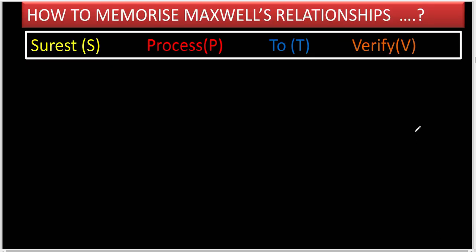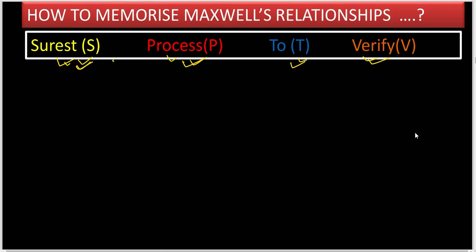Now let's discuss how to memorize the Maxwell's relations. It is very, very important and very difficult to remember, because S, P, T, V can be interchanged, can be placed anywhere. So first thing, remember the phrase: Surest process to verify. Surest means S, entropy. Process means P, T, V. This is the surest process to verify Maxwell's equations. This is my technique.